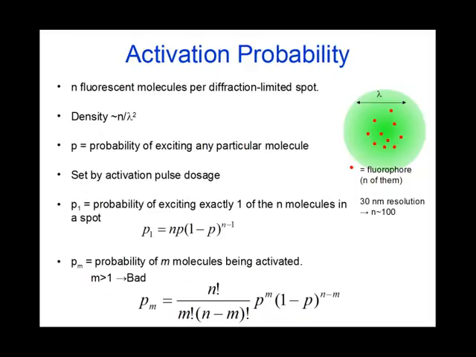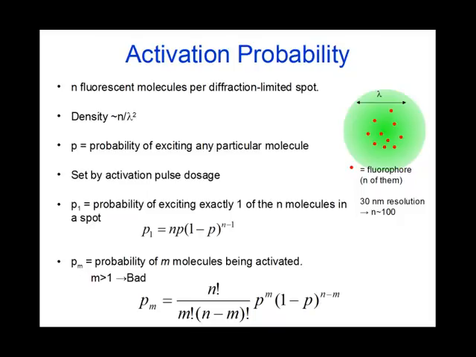So the theory that I formulated assumes that we do all of our work on a single diffraction limited spot. Again, replace lambda with the PSF width if you're working in some other regime. I'm going to assume that there are n molecules per spot, and the one lever that we can tune in an experiment is the activation probability per molecule.